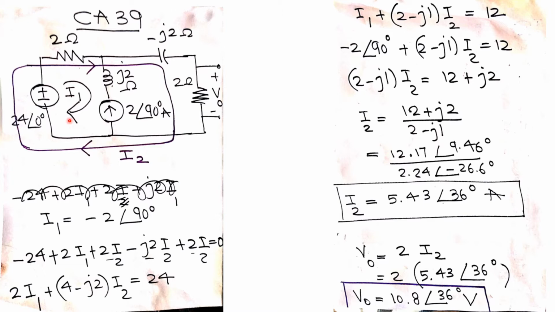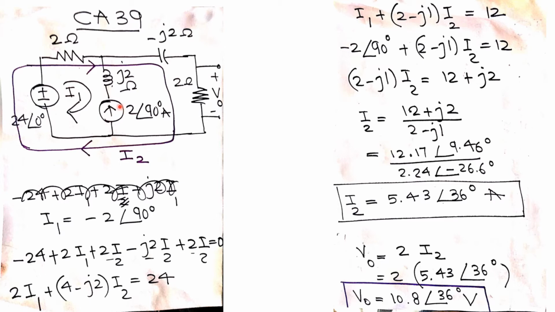This is the circuit and we are supposed to solve it for V out, this voltage that is across this 2 ohm resistor, using loop analysis. In this circuit, if this is assumed to be loop number 1, this cannot be assumed as loop number 2 because this current source is common between the two loops, and we cannot have two such loops where there is a current source right in between the two loops.